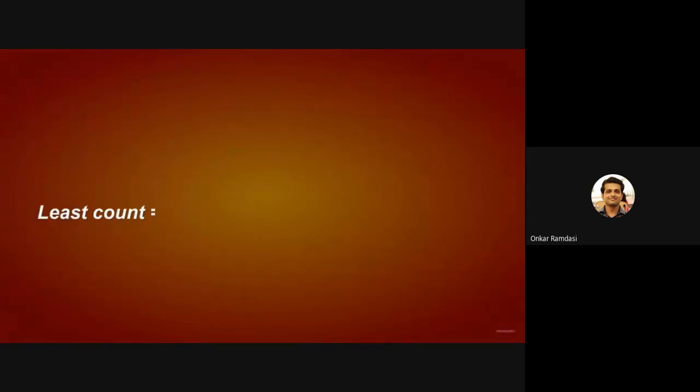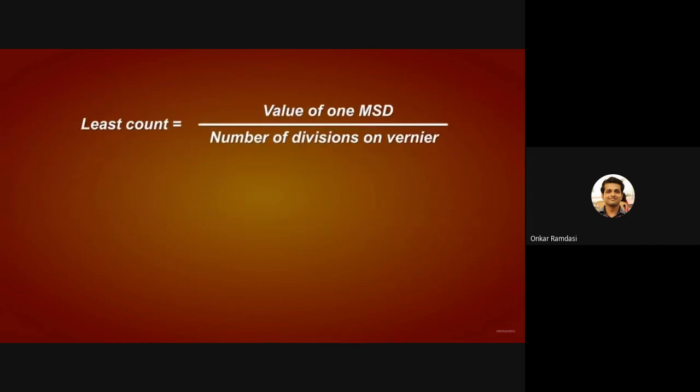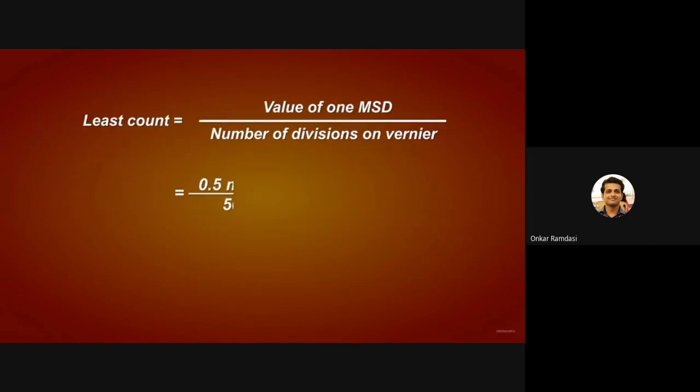The least count of the microscope can be found out using the relation. Least count is equal to value of 1 MSD divided by number of divisions on vernier, which is equal to 0.5 millimeter divided by 50, which is 0.01 millimeter or 0.001 centimeter.